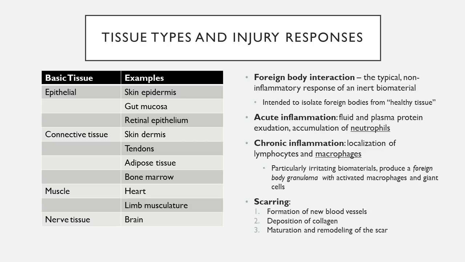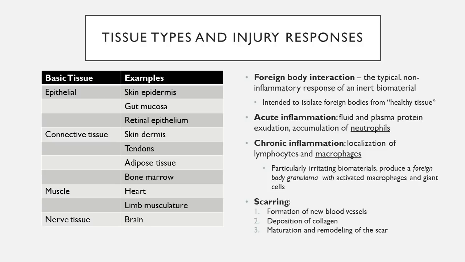Now, the most common result of the introduction of a particular non-immunogenic biomaterial to any parts of these tissues is what's known as the foreign body interaction or the foreign body response. And really, this is the body's way of trying to isolate that foreign body by surrounding it with a layer of cells to keep it separate from what it considers healthy tissue. Now, in addition to this non-inflammatory response, you could also certainly have an inflammatory reaction to a particular material. And this usually occurs in two different phases.